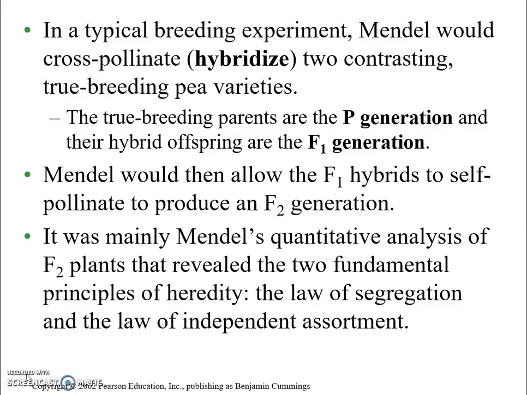So in a typical breeding experiment, Mendel would cross-pollinate 2 contrasting true breeding pea varieties. So he would have a homozygous tall plant cross with a homozygous recessive plant. So that would be, if you have to represent it, big T crossing with small t, and he called it the P generation, which is the parental. When the parental generation crossed, they produced the offspring, and these offspring were called the F1 generation.